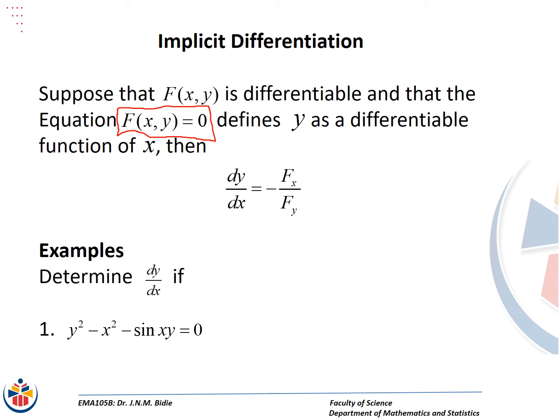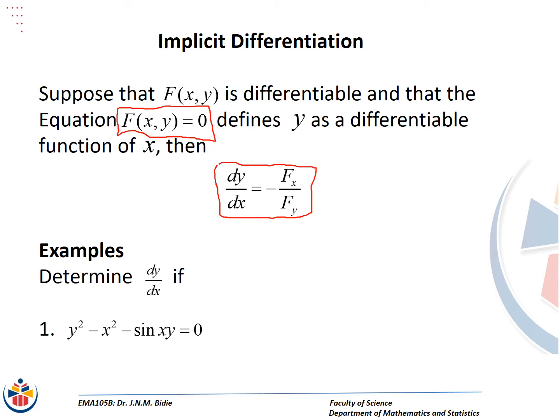Secondly, in order for you to find dy over dx, the formula is minus the derivative of f with respect to x in the numerator divided by the derivative of f with respect to y. Please don't twist them around.